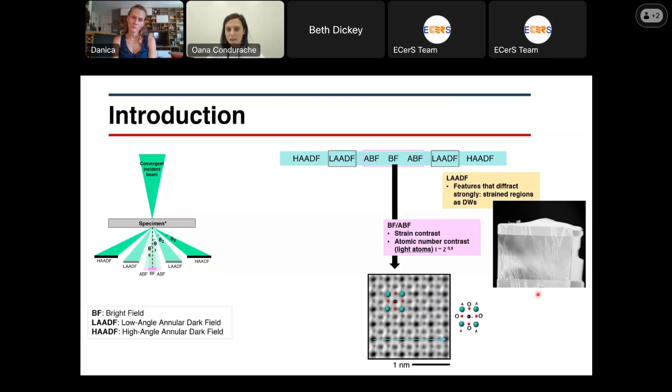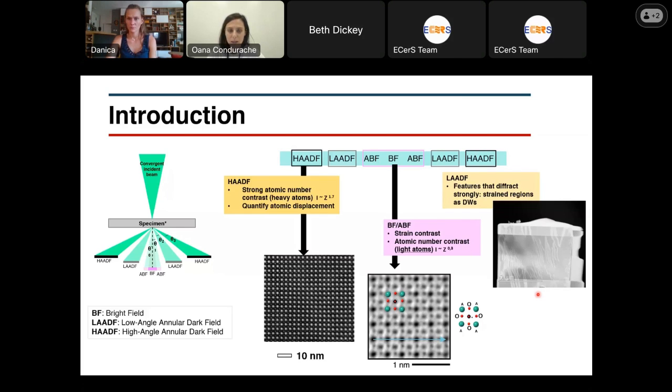Then further, there is the low-angle annular dark field detector, which catches electrons that are scattered at low angles and gives a strong diffraction contrast. And ferroelectric domains and domain walls are usually strained regions. So this is a good mode to have information about the domain structure.